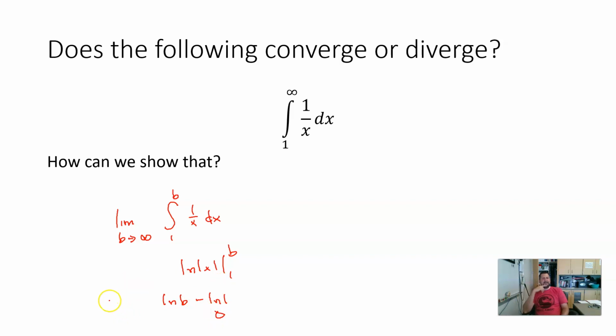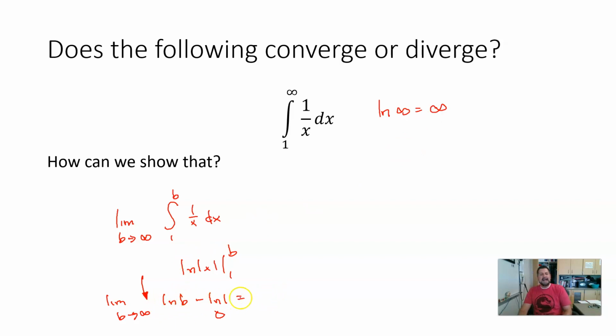Now this is where you've got to be careful as well on the AP exam. The limit as b approaches infinity, normally what we do with the limit is we take the limit and we plug it in. However, in this case, I cannot just plug infinity in because infinity is not a number. Although you could say, okay, what is the ln of infinity? And we would realize that the ln function just gets bigger and bigger and bigger, so that would be infinity as well. I cannot put infinity in right there.